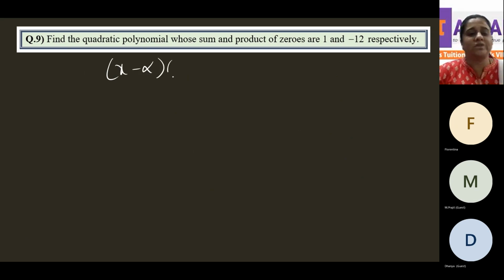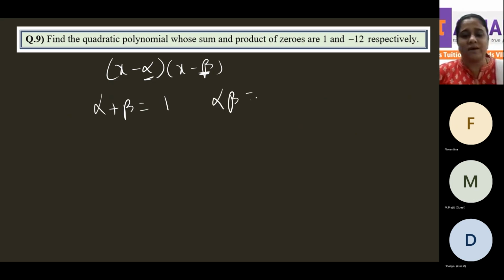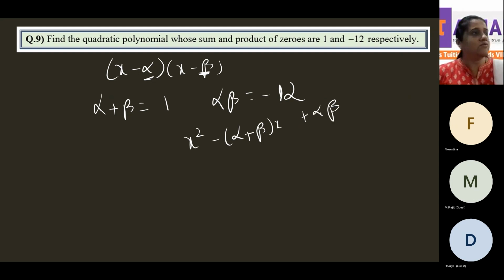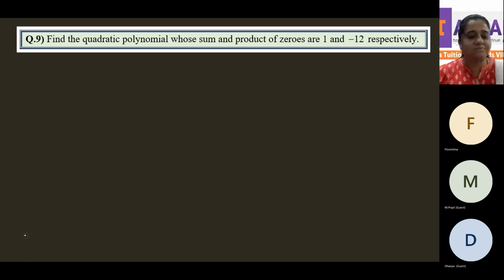X minus alpha into x minus beta, if you know alpha and beta. But here you don't know alpha and beta. You know the sum and the product. Alpha plus beta is 1 and alpha beta is minus 12. So we'll use this one. How? X squared minus alpha plus beta of x plus alpha beta. We'll use this format to construct the polynomial.